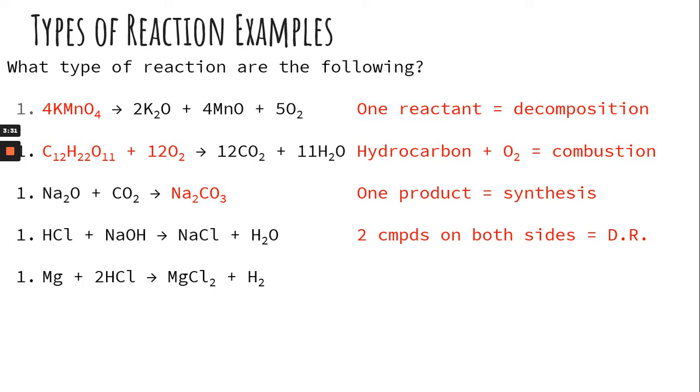Here we have an element and a compound on both sides of the reaction. The order doesn't matter, it's just on which side of the arrow is it on that matters. So because we have an element and a compound on both sides, that would make it a single replacement. Now you can see that I've abbreviated double replacement and single replacement as DR and SR, and that is perfectly acceptable.